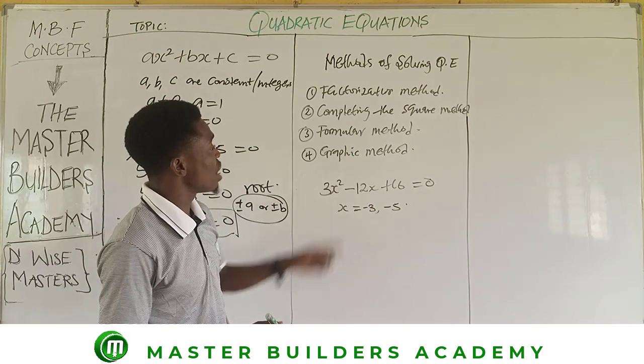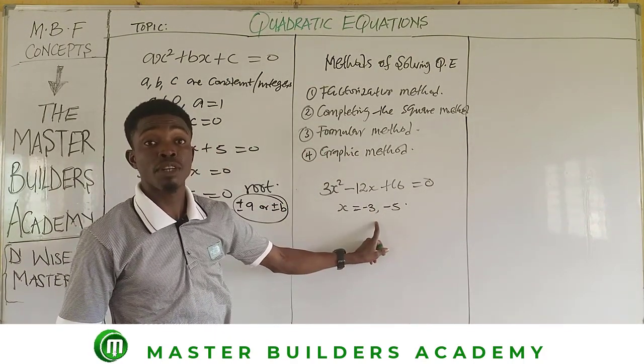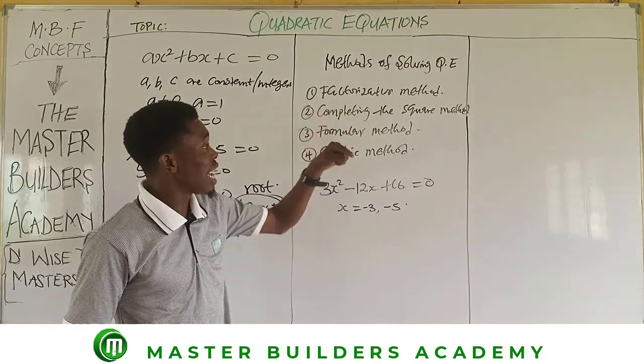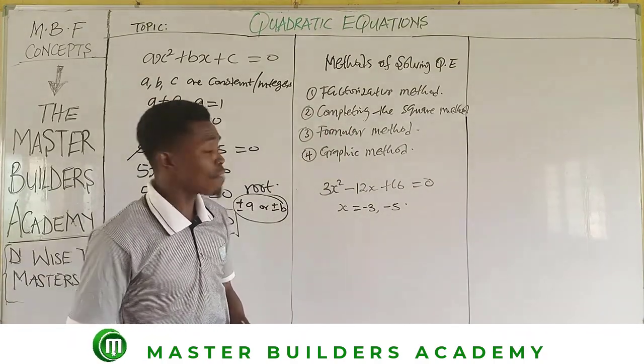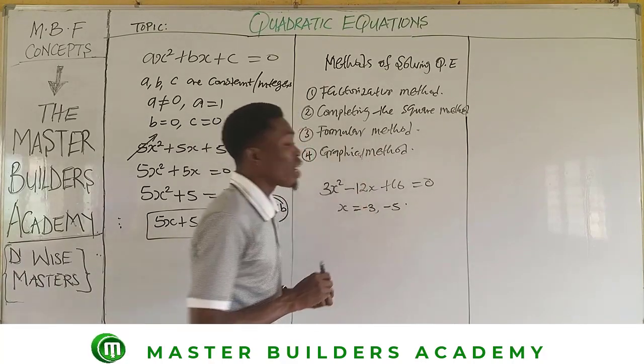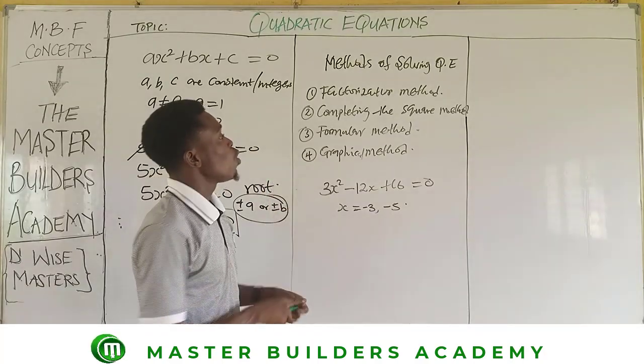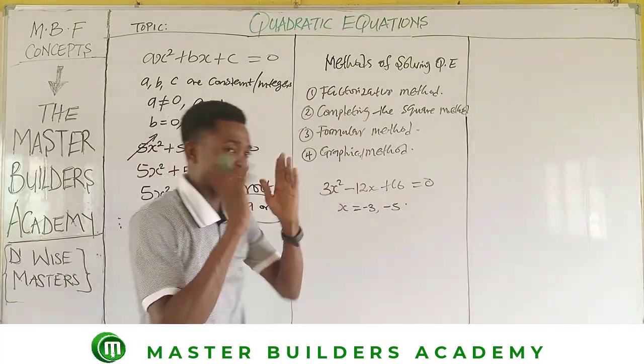Now the same way, if I use formula method to solve this same question, it will also give me the same result that factorization method and completing the square method gave me. Then finally, if I also use the graphical method, yes, the graphical method, we are still going to have the same results that we have when we use the first 3 methods. Now guys, get it clear.